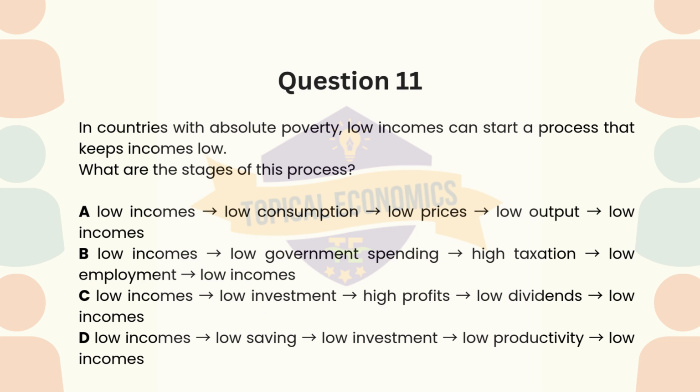Lastly, looking at option D, this option correctly outlines a cycle where low incomes lead to low savings. With less saving, there is less money available for investment. Low investment then results in low productivity, which in turn maintains the cycle of low incomes. So this cycle effectively illustrates how absolute poverty can perpetuate itself. So this is the correct option. The correct option is option D for this question.